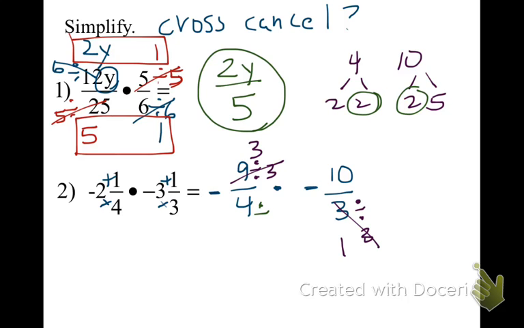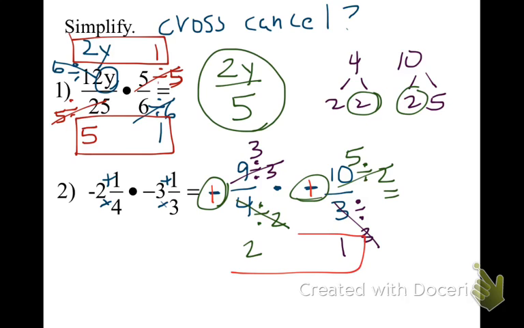So I divide this by 2, and I get 2. Divide this by 2, and I get 5. So now, let's multiply what's left over. Now don't forget, I have a negative times a negative. Negative times a negative is automatically going to turn into a positive.